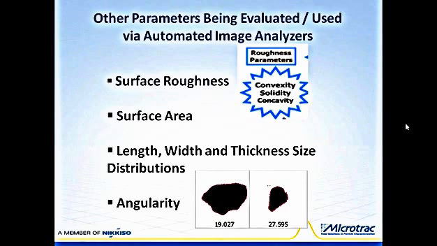Length, width, and thicknesses are straightforward, and angularity is a quantitative measurement of the degree of acuteness of angles on the particle. The two images taken from the file show particles with angularities of 19 and 27 respectively, with the higher number representing a more angular particle.